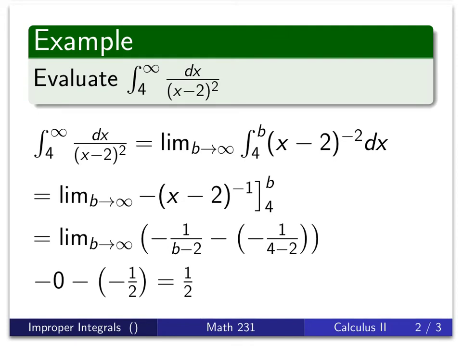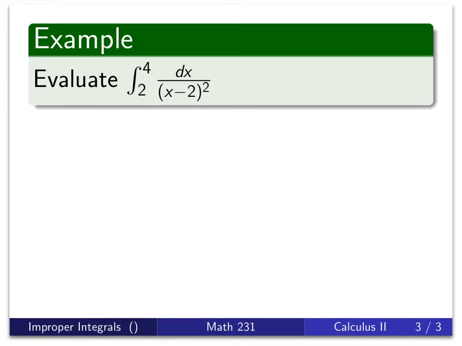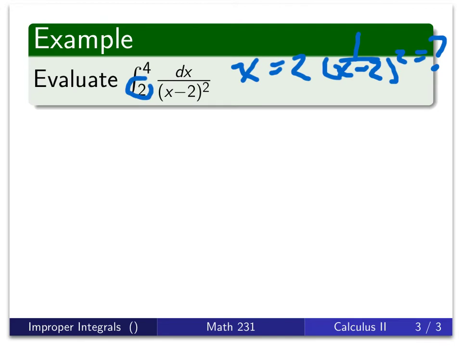Okay. So that's one type of improper integral. For the next type, it's a little bit harder to recognize, but what I see here is that if x is equal to 2, 1 over (x minus 2) squared is undefined. So that's why it's improper. These are harder to recognize because the limit is not infinity or negative infinity. Okay, but this is going to be improper because at that lower limit, the function does not exist there.